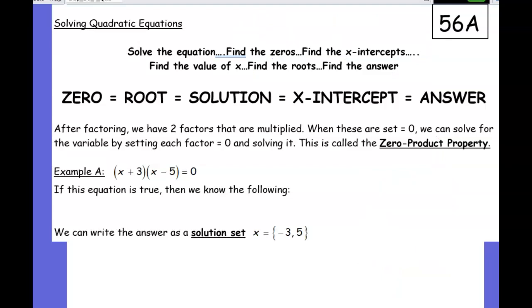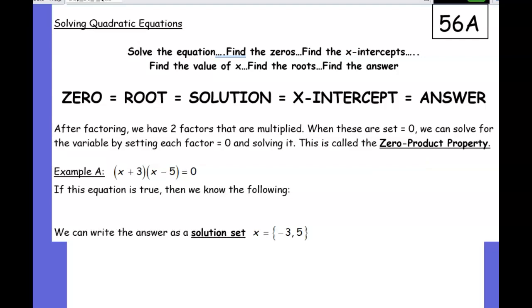So we're going to start by taking the factors and setting each one of those factors to 0 because the zero product property tells us that if either one of the factors is 0, then the entire equation would be 0. So if I took 4 times 0, I would get 0. Okay? All right, so anything times 0 is 0.